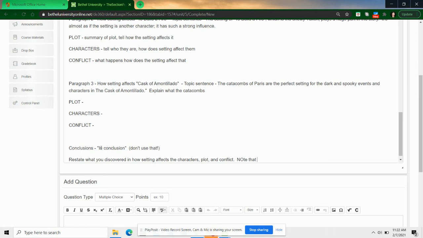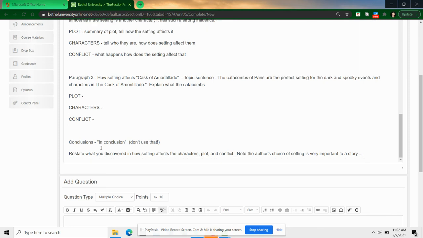And maybe note that setting, or the author's choice of setting, is very important to a story, and that sort of thing. Basically have a discussion in your mind about how setting is important, how it's important to these particular works, and why it's so important for an author to think about what setting they're choosing for a specific work and how the work and the characters and the conflicts might be different if the setting were in a completely different place.